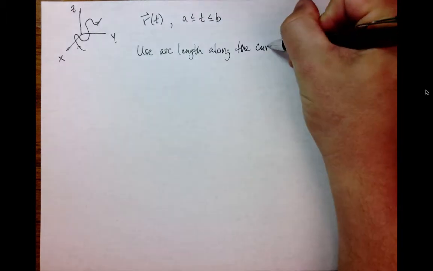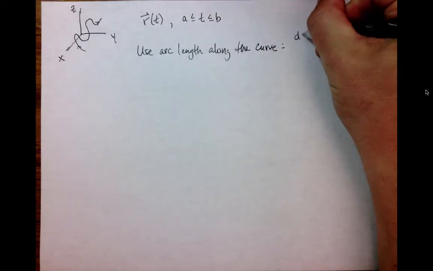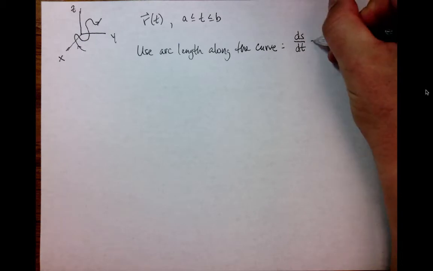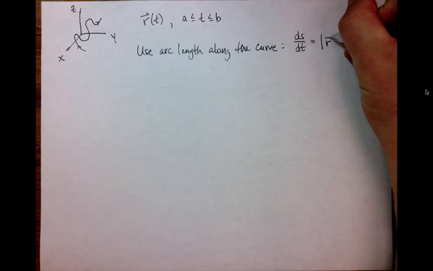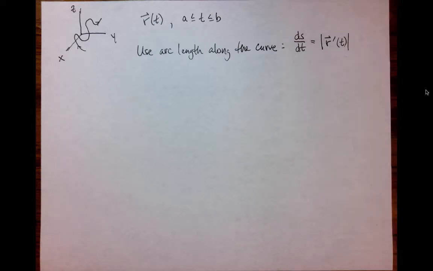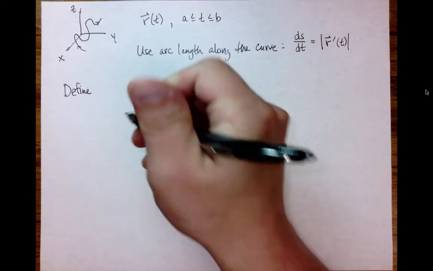So the way this works is, remember that the rate of change in the arc length as you walk along the curve is your speed. And the speed is the magnitude of r prime. It's a scalar. Right? So this just says the change in distance along the curve is equal to the speed. And then with that in mind, we write down a definition.